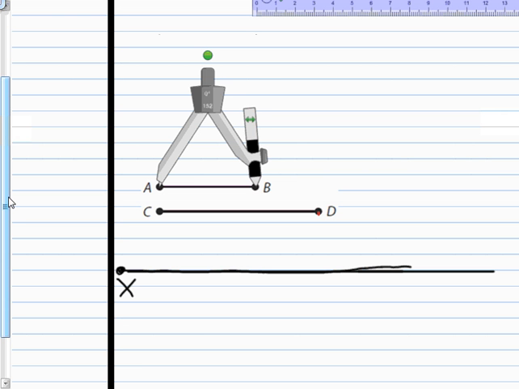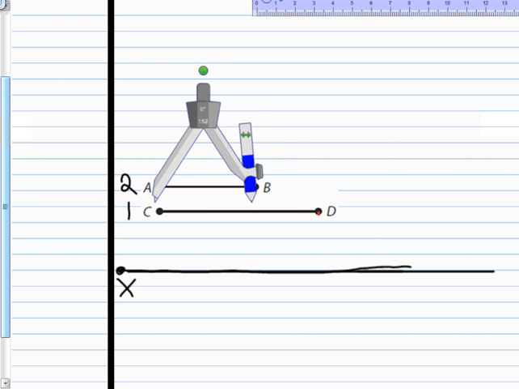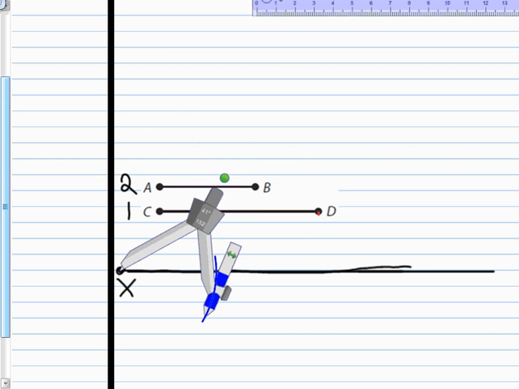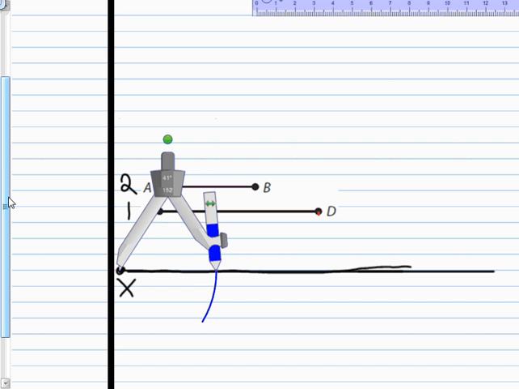Looking back at our directions, it said I need 2 ABs and 1 CD. So I'm going to switch to a different color. There we go. You can see the compass is already open to AB. So I'm going to move it down to my endpoint and draw my arc. Remember, I don't need just one of these. I need 2 of these.